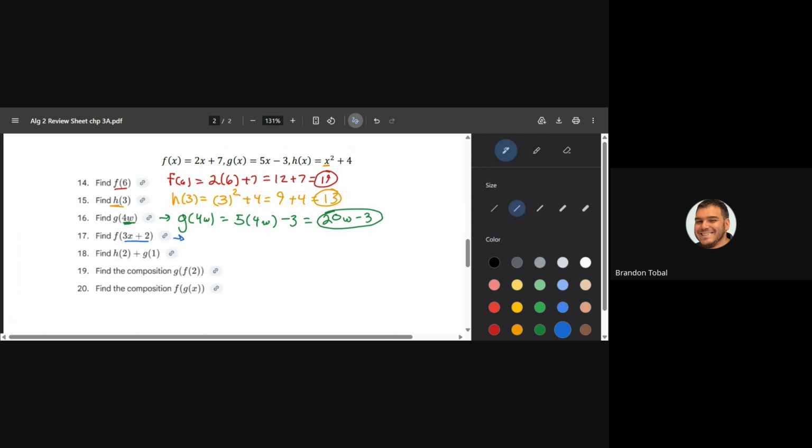Next one, I have 3x plus 2 in my f, which means I'm going to plug in exactly what I see, 3x plus 2, into the x. So it's going to be 2 times 3x plus 2, plus 7. Let's distribute the 2. 6x plus 4 plus 7. Combine like terms, 6x plus 11.